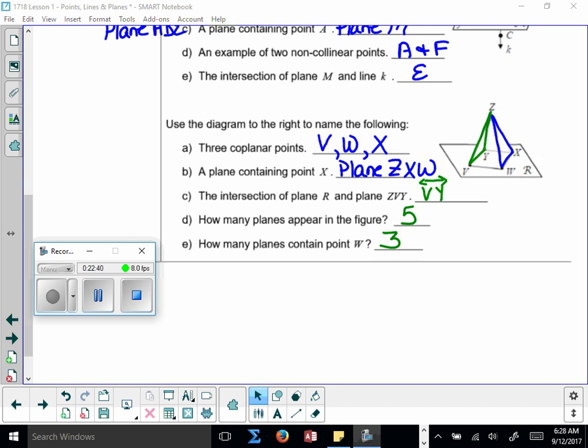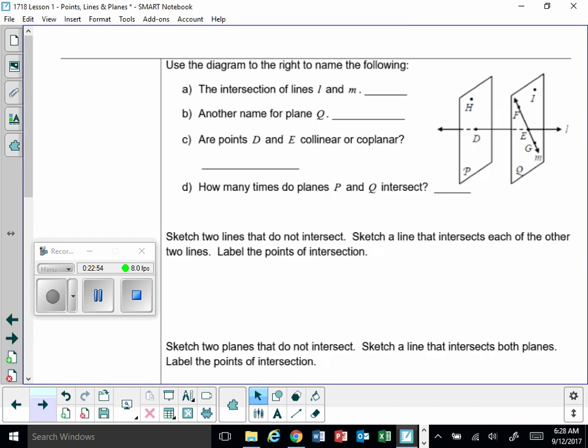It's a tricky one. Okay, remember, planes extend infinitely, so the intersection of two planes is going to be a line. It might look like a line segment, but two planes intersect in a line. All right, take a minute to answer the questions on this page.